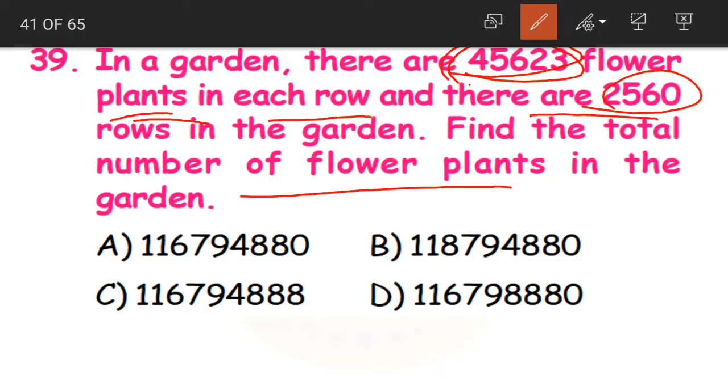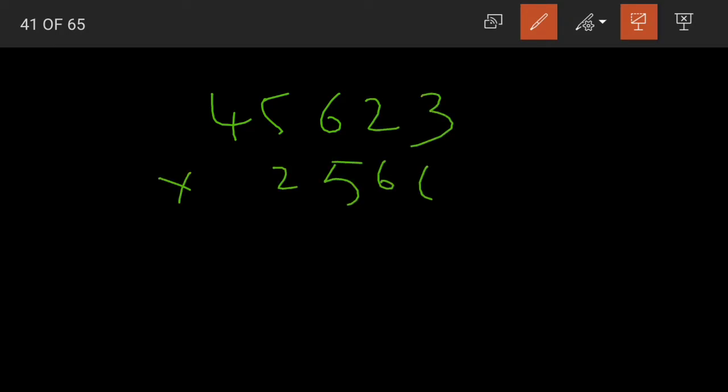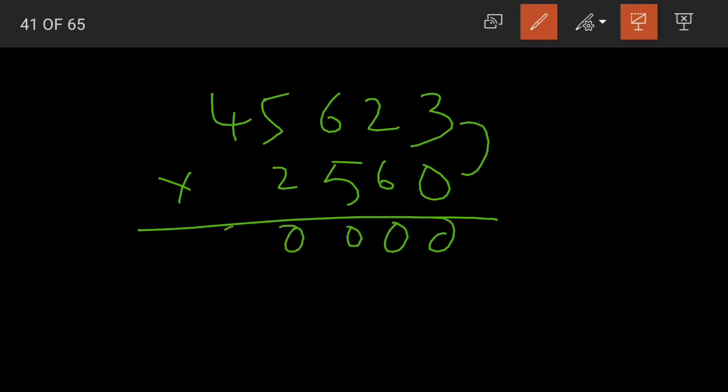Yes, 4, 5, 6, 2, 3. Sorry, 4, 5, 6, 2, 3 into 2, 5, 6, 0. 2,560 rows. Now if we start multiplying 3. Now 0 into anything becomes 0 only. Yes. 0 3s are 0. Again everything is 0 only. 0 into all these numbers is 0.